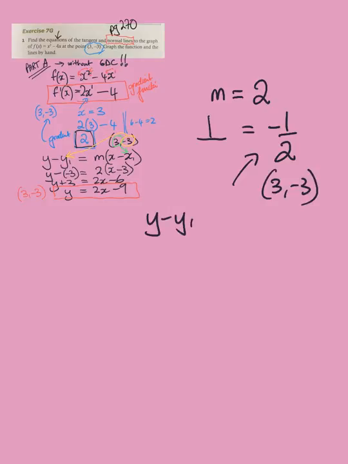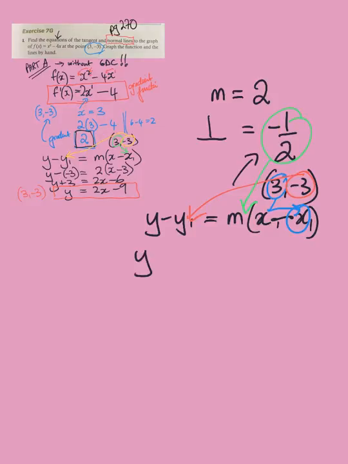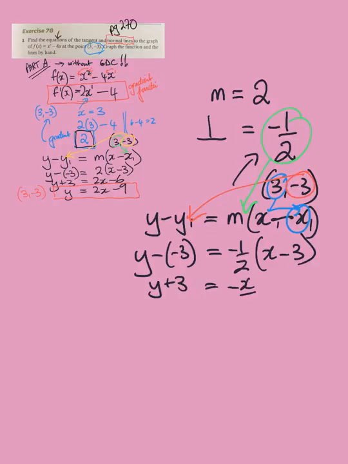y minus y1 is equal to m times x minus x1. So the same thing, I'm going to take this x and put it into there, and this y and put it into there, and I'm going to take the gradient and put it into there. So now I have y minus negative 3 is equal to negative 1/2 times (x minus 3). So y plus 3 is equal to negative x over 2 plus 3 over 2.